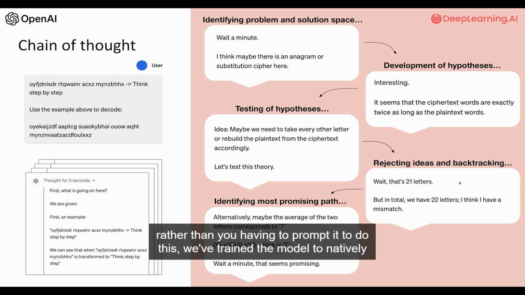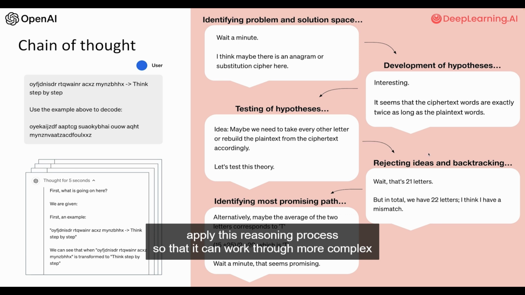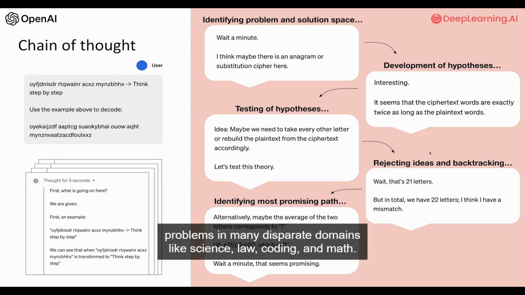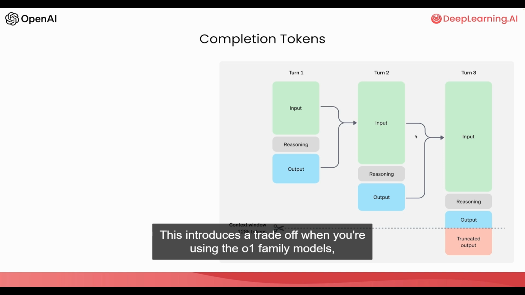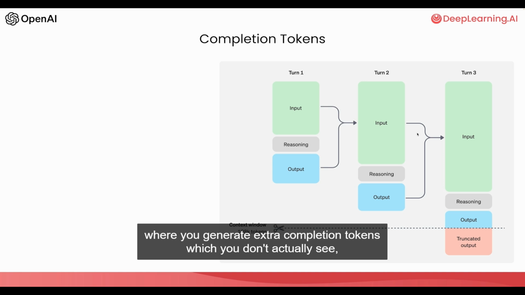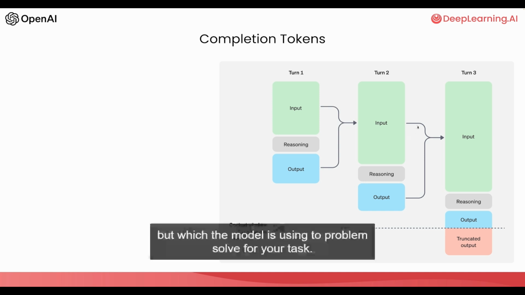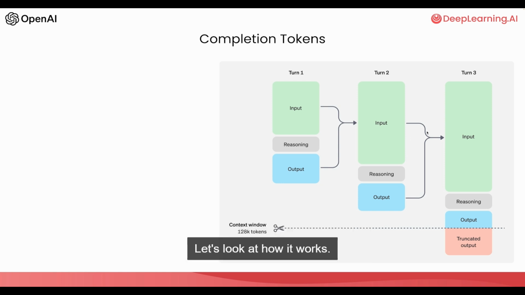Rather than you having to prompt it to do this, we've trained the model to natively apply this reasoning process so that it can work through more complex problems in many disparate domains like science, law, coding, and math. This introduces a trade-off when you're using the O1 family of models, where you generate extra completion tokens, which you don't actually see, but which the model is using to problem solve your task. Let's look at how it works.